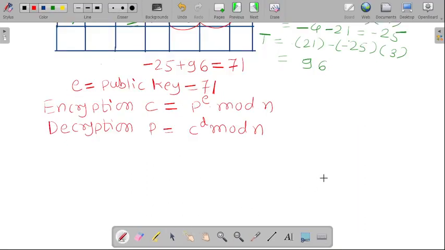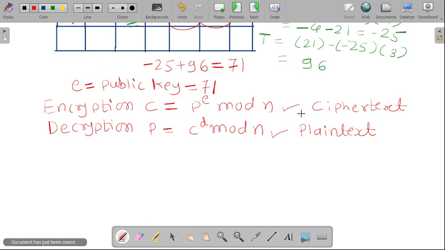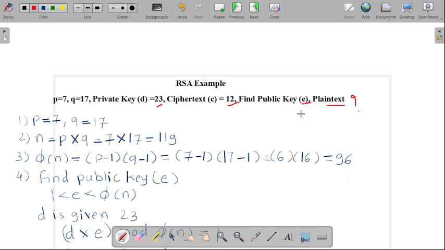Now we are using the formula for encryption as well as decryption, like C is equal to P raised to E mod N, and for decryption we are using P is equal to C raised to D mod N. Here we are finding our ciphertext in the process of encryption, and in the process of decryption we are finding our plaintext. In the given example, we have the value of our ciphertext, that is given 12, and the value of our private key is equal to 23.